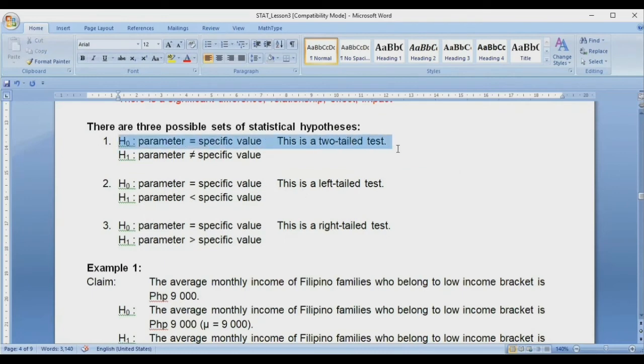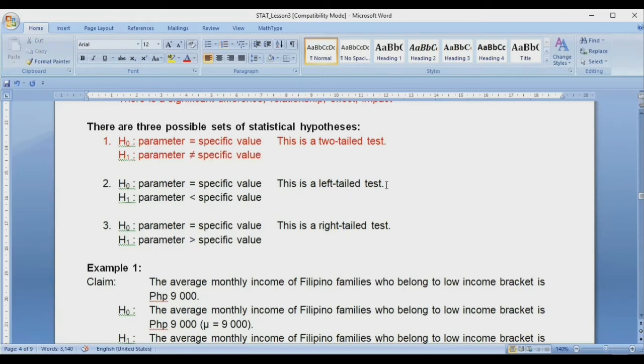So, these are the 3 possible sets. Ayan. Kaya siya tinawag na two-tailed test kasi gumamit ka ng not equal. Example, null. The average daily allowance of ICI students is 20 pesos, is equal to 20. Then, ang alternative mo, the average allowance of ICI students is not equal to 20. Pag sinabing not equal to 20, either greater than or less than 20 yung baon nila sa isang araw.